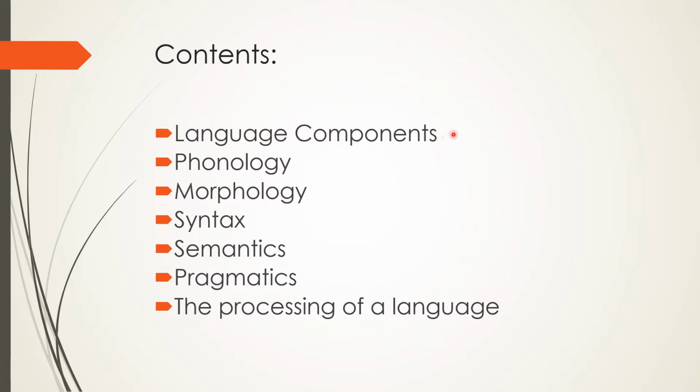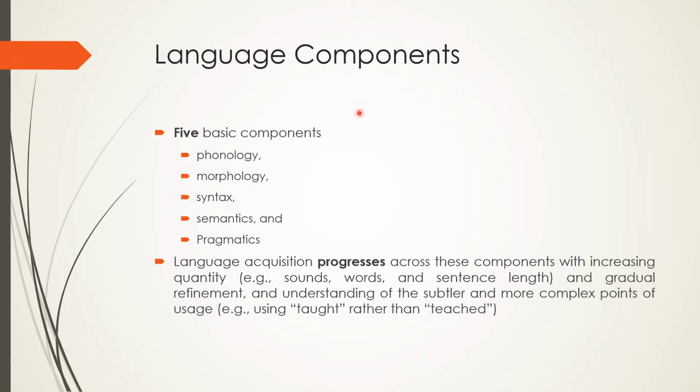So let's start with the first one, language components. Language components are based on these 5 basic components. First one is phonology, second one is morphology, and then syntax, then semantics, and last of all, pragmatics. These 5 basic major components constitute a language. Or in other words, if you analyze any language, you will find these 5 basic components there.